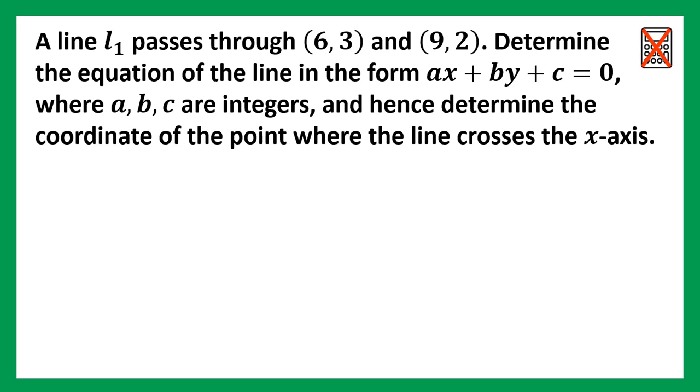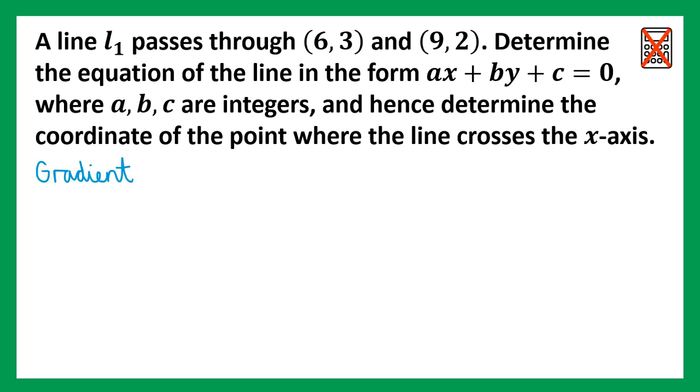On to the advanced question, one of the trickier questions that you're likely to find on this topic. A line passes through 2 coordinates that are given instead of the gradient. I need to determine the equation of the line in the form ax plus by plus c equals 0, which is different to y equals mx plus c, and a, b and c are integers.